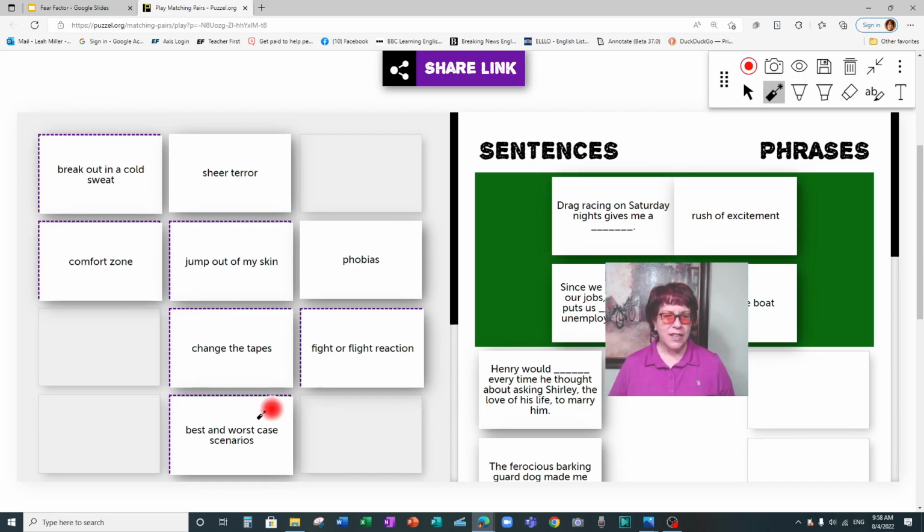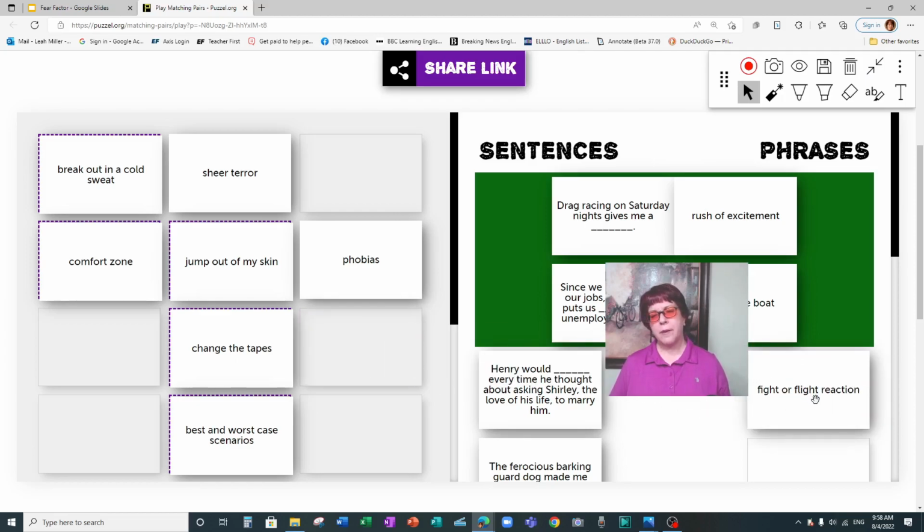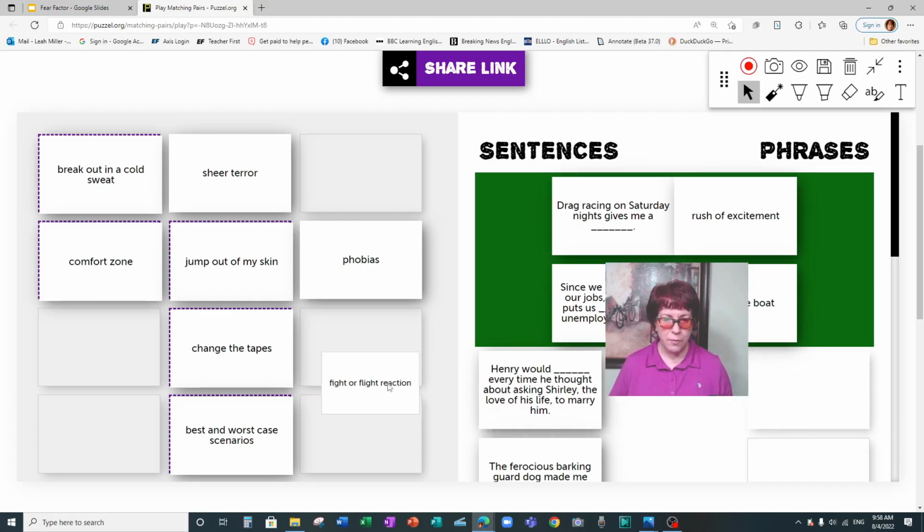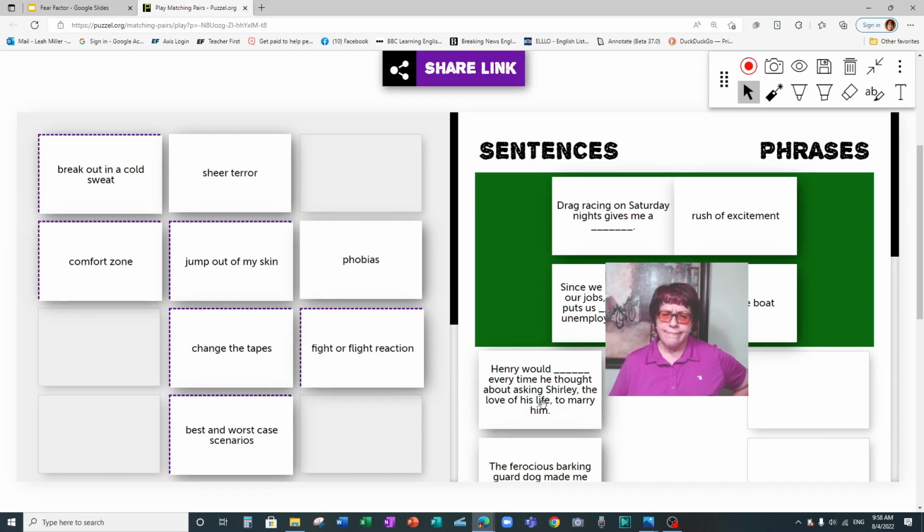Let's see, what kind of a response would this be? Would it be fight or flight? Oh, can't be that because look, the cards didn't come together. So we'll put that back. So what would happen to his body in this kind of stressful situation when he would think about asking Shirley to marry him?